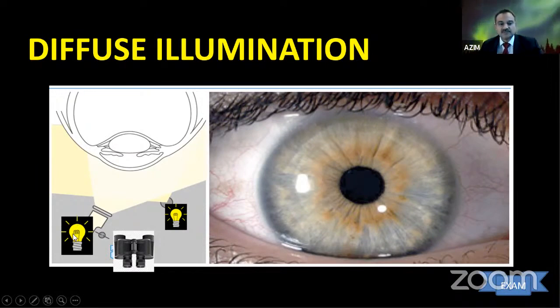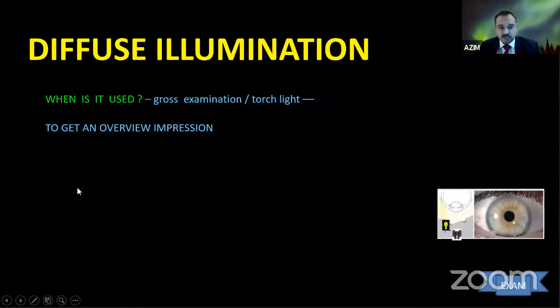If I keep the light here, that means your left hand is holding the illumination. The right is holding the joystick. That's what it means. If the light is on the right side, your right hand is holding the light and the left is holding the joystick. Make sure you're ambidextrous. It'll be helpful when you're doing your practicals later. Okay, so this is diffuse illumination for you. Right, so why is it used? To get an overall impression of the eye.